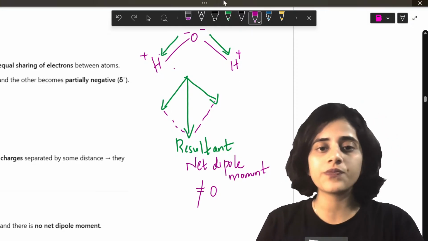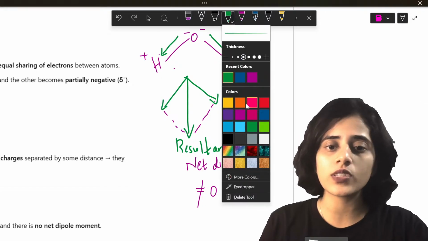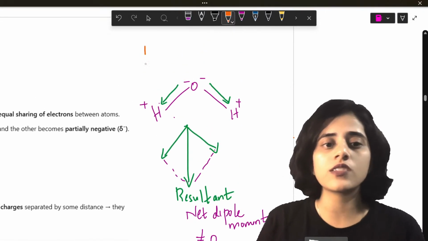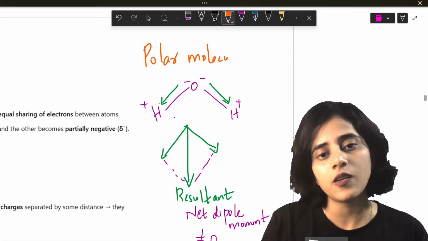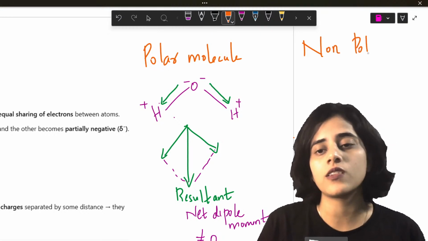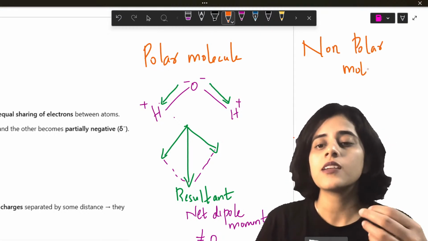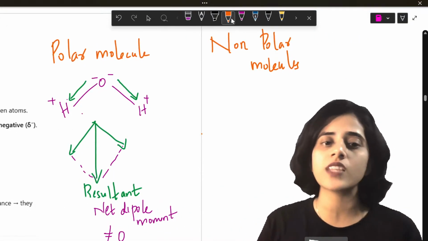Now let's look at another example. Let's write it with another color. So this is a polar molecule. Now let's look at a non-polar molecule. Polar molecules are molecules that have a permanent dipole moment. They will always have some dipole.